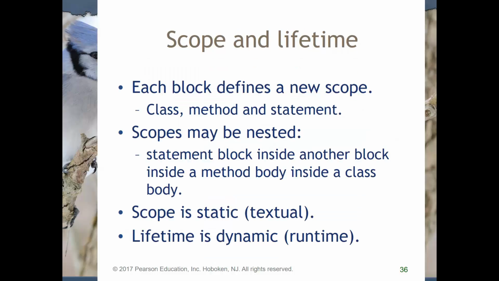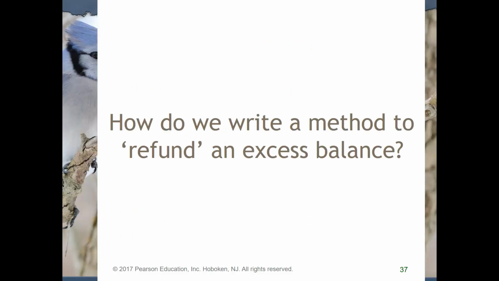Each block of code defines new scope, which is what I just talked about, in a class, method, and a statement. You can have braces within braces within braces if you want. It's not wrong. Scope may be nested, which is what they're talking about here. Scope is static. In other words, if that's the start of the brace and this is the end of the brace, that's static. It doesn't move. You can't have an if statement moving a brace. And the lifetime is dynamic, meaning that it only exists during the time that the class is in memory and running, while it's an instance of an object.